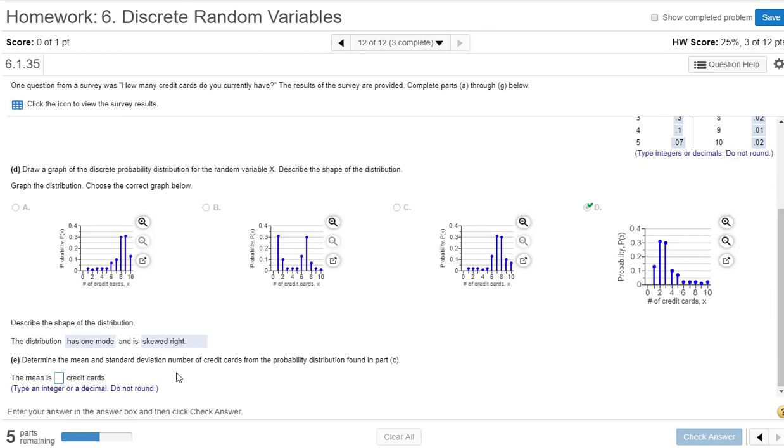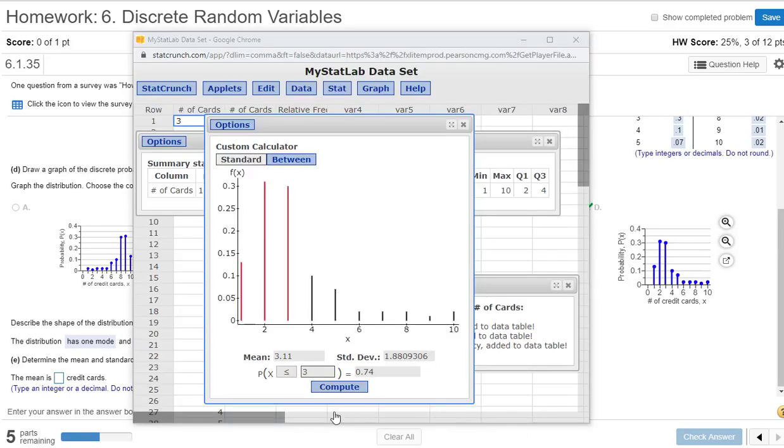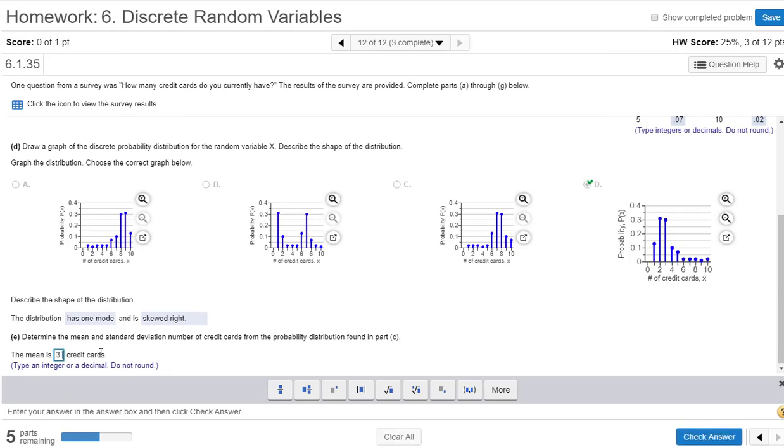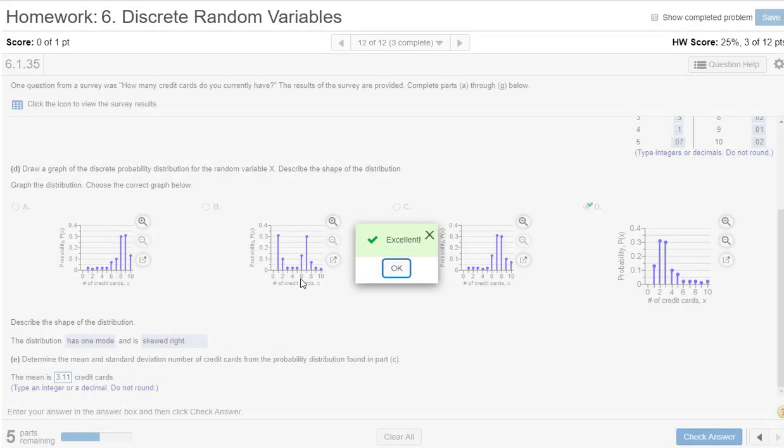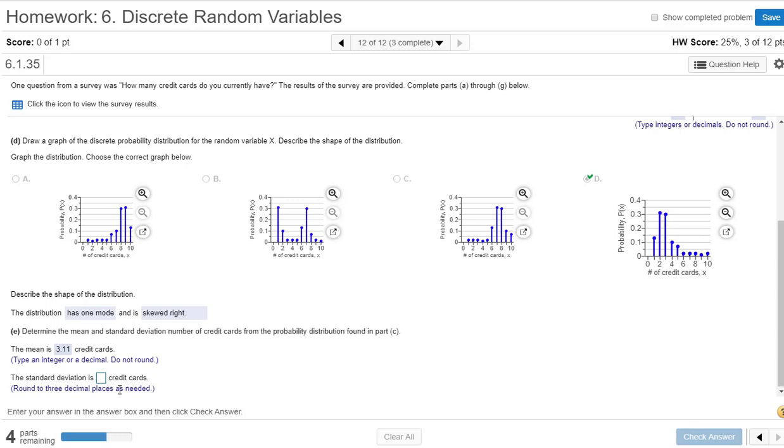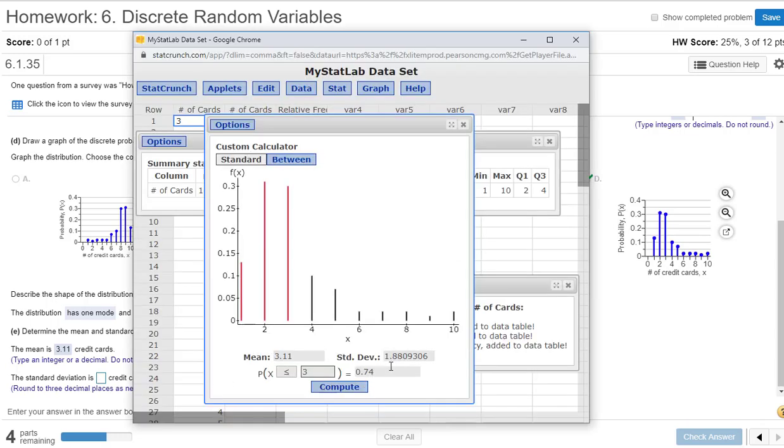Determine the mean and standard deviation number of cards in the probability distribution found in part C. So our mean here at 3.11 should look familiar. Standard deviation, if I come back over here, I've got 1.88, 1.881, I guess, if I round that 9 to the 0.